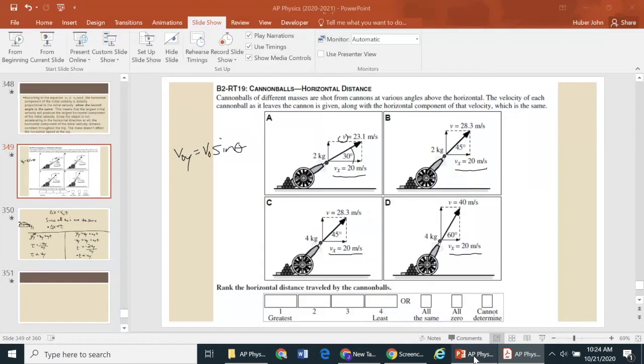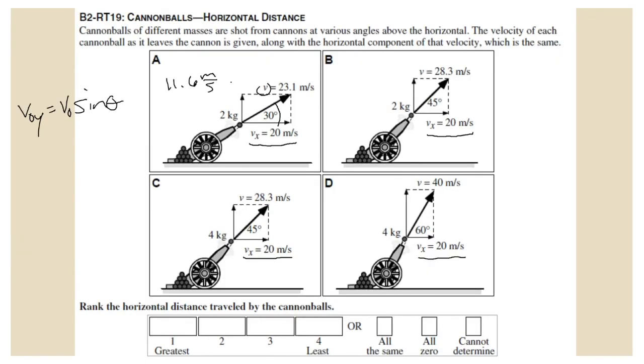So for A, we have 11.6 meters per second. For B and C, because notice those are the same, we have 20.0 meters per second. Notice they have the same initial velocity and the same angle. And for D, we have 34.6 meters per second. Those are our V naught Ys. And so the answer here for the ranking would be D, then B is equal to C, then A. And that's it.